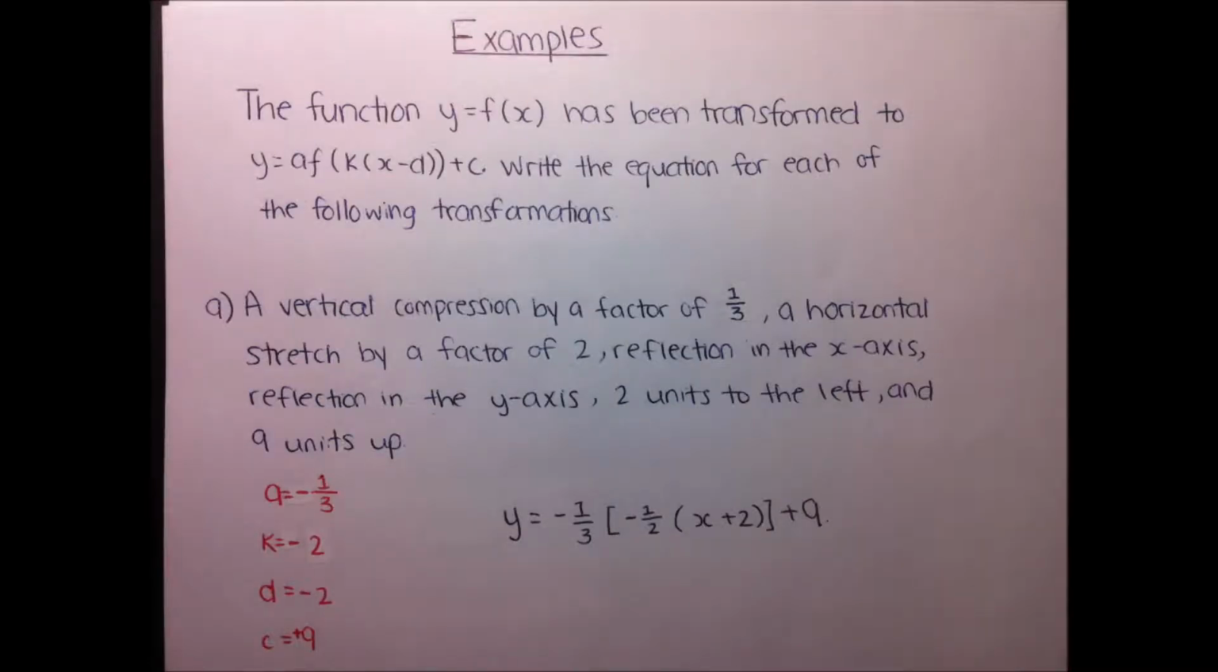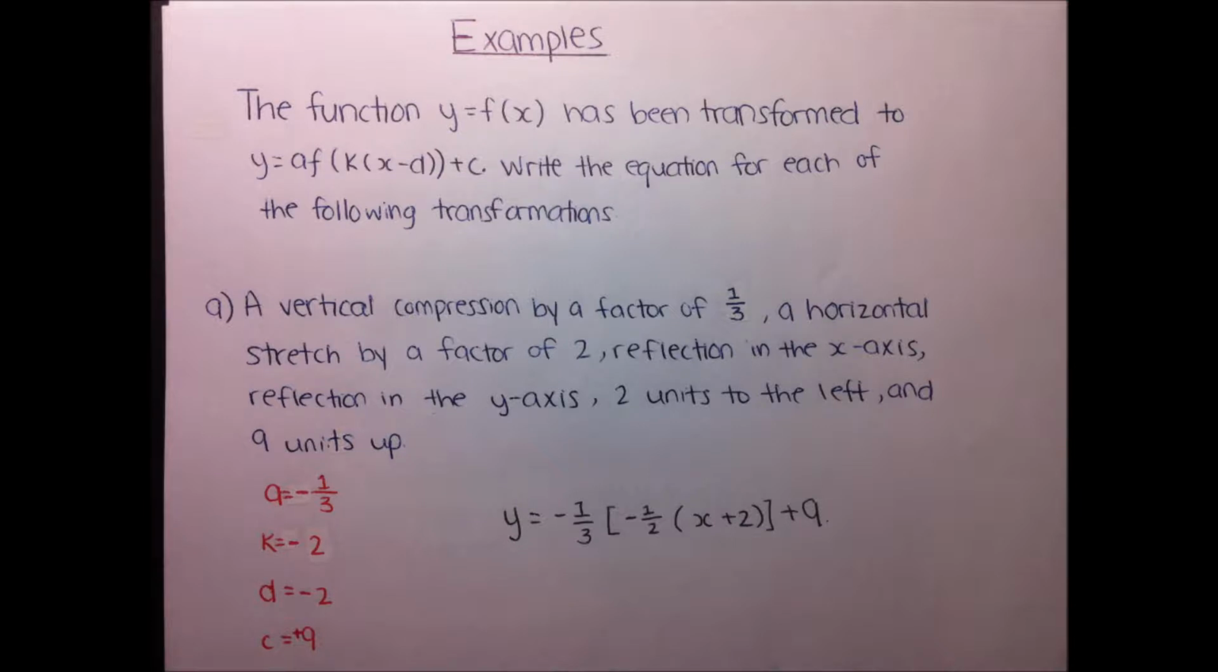Now I'm going to show you some examples. For the first example, it asks you to write an equation using the transformations that are given. So in this equation, there's a vertical compression by a factor of 1 over 3, a horizontal stretch by a factor of 2, a reflection in the x-axis, a reflection in the y-axis, 2 units to the left, and 9 units up. So to get the equation for this question, first you need to write down which variable is which.